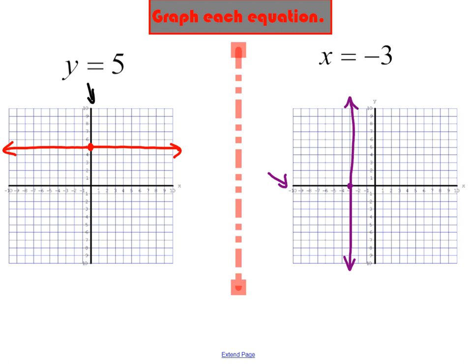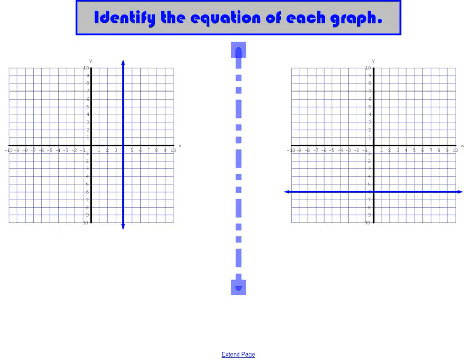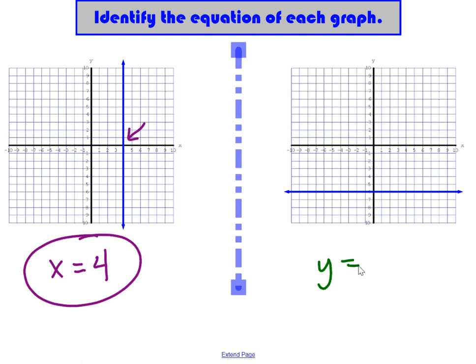Our next example, I have a straight up and down line. I know that always has to do with my x value. And in this case, where does it cross at? It crosses right here at 4. So I'm all done there. My next problem, I have a horizontal line, so I know that's going to be y equals some number. And in this case, it crosses at negative 6, so it's y equals negative 6.